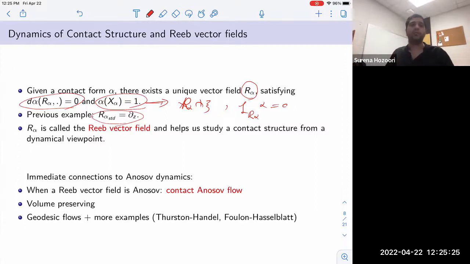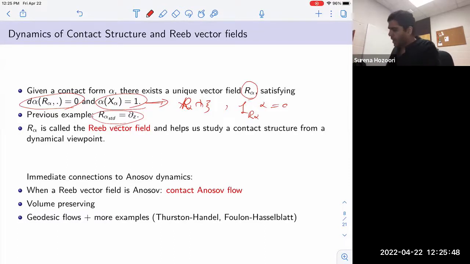Let me just point out that, at least starting from the early 90s, from the work of people like Hofer, Wysocki, Zehnder, and so on, and later on in the introduction of contact homology, these flows are known to give you information about the topological aspects of contact structures as well.